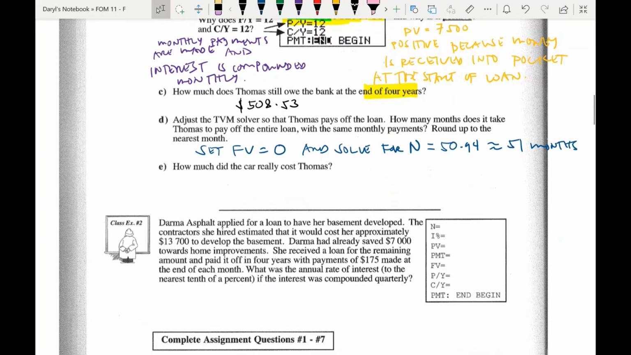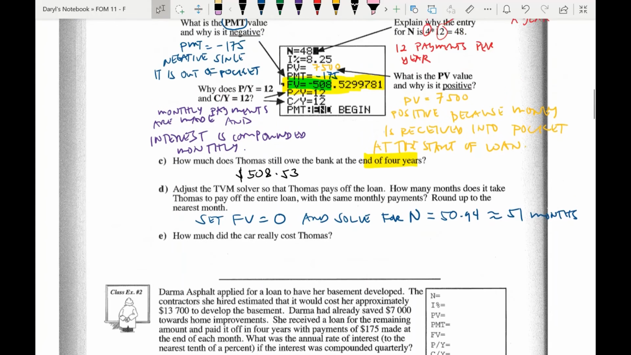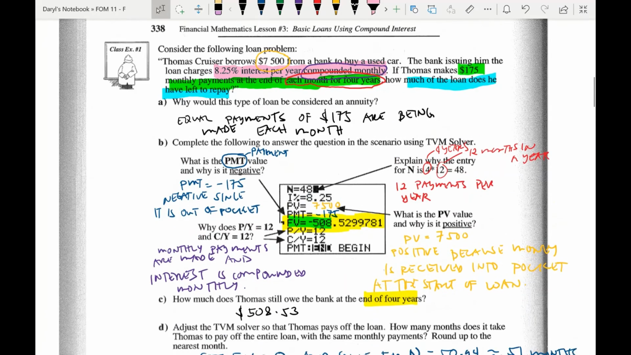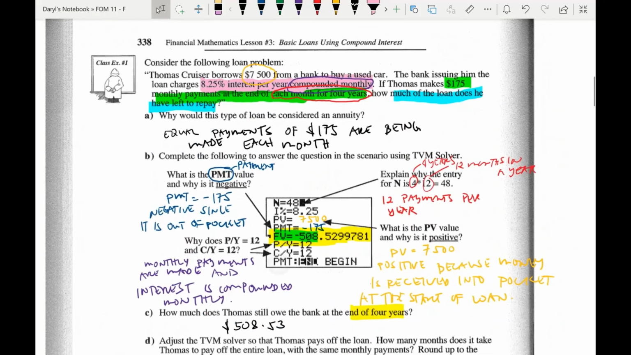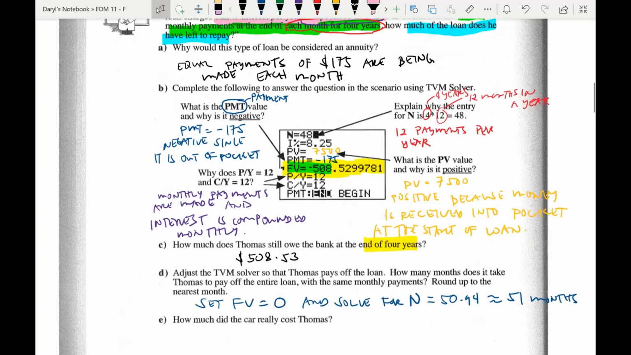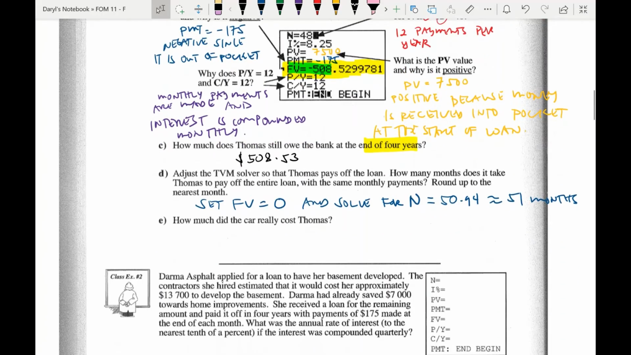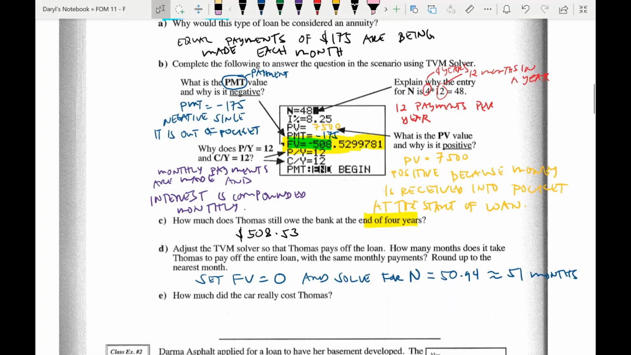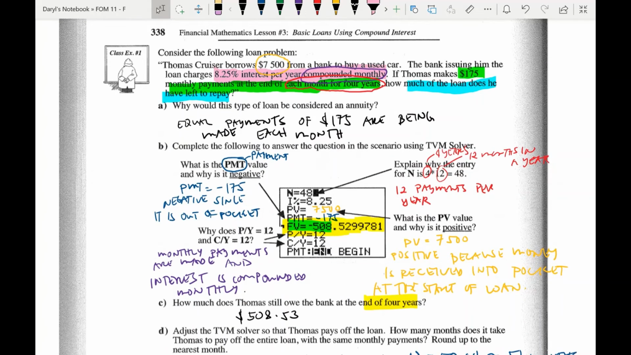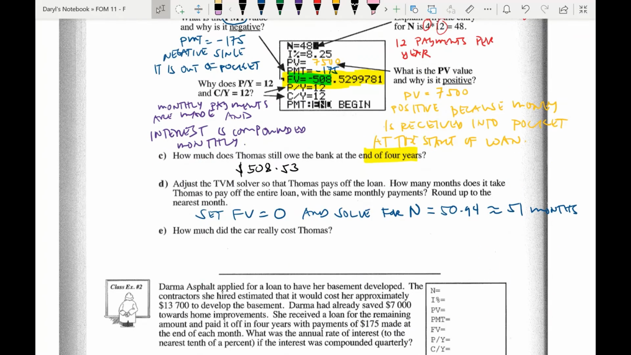So for letter E, how much did the car really cost Thomas? For this particular question, remember that he borrowed 7,500 to buy a car. However, because of the interest of 8.25, you're going to expect that what he paid to the bank to buy that particular car is no longer 7,500. It should be more than that.